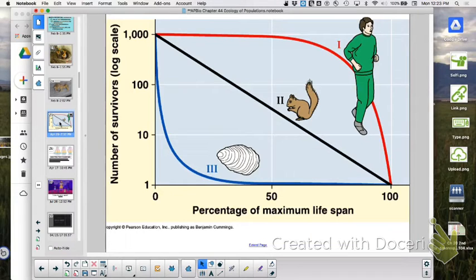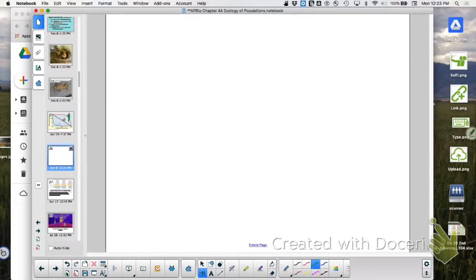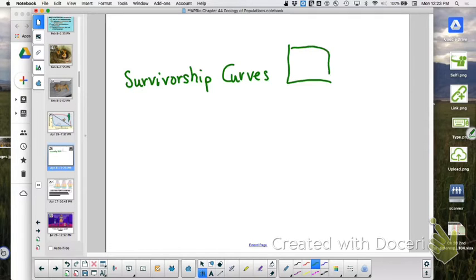So one thing that can be hard is keeping everything straight, right? So let's just keep a list of what we have so far, okay? So we have survivorship curves. So we want to keep that straight. So if I was going to make a graph about that, I would do something like this. Okay. Then we had growth curves.